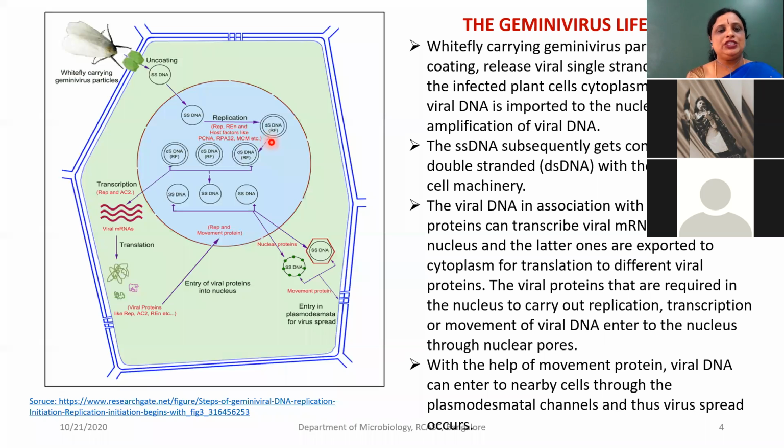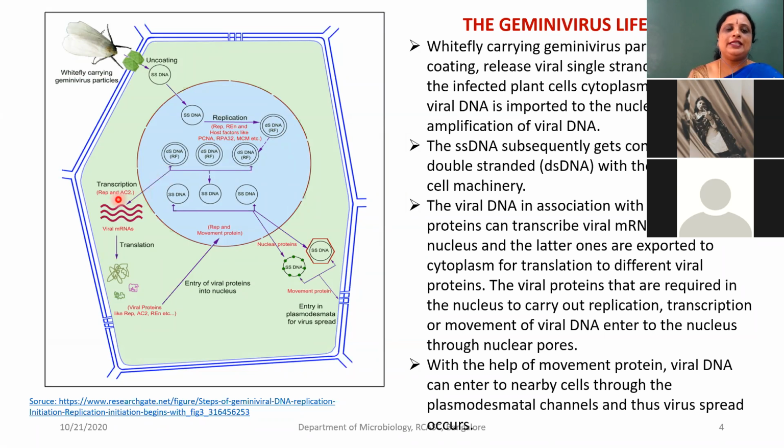Later, this double-stranded DNA undergoes a process of transcription. You know what transcription is? That is the synthesis of the mRNA. You know, during the process of protein synthesis, there are various steps. What are those? Transcription, translation, and termination. These are the different steps which are involved in the process of protein synthesis. So the double-stranded DNA or the replicative form of the DNA undergoes a process of transcription.